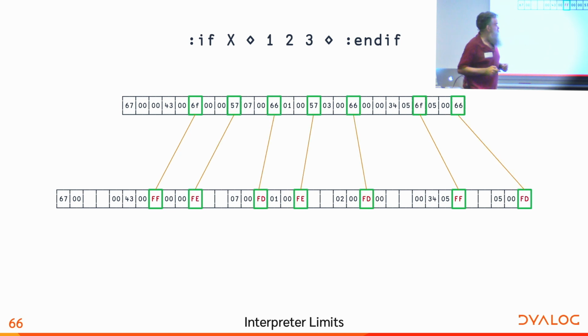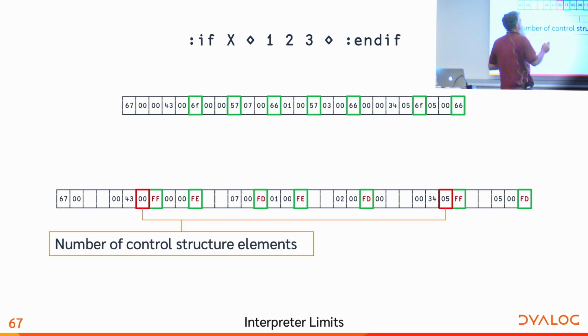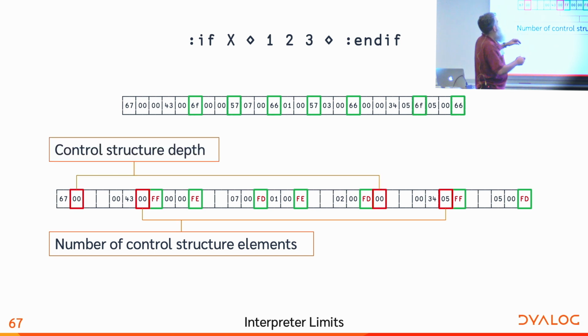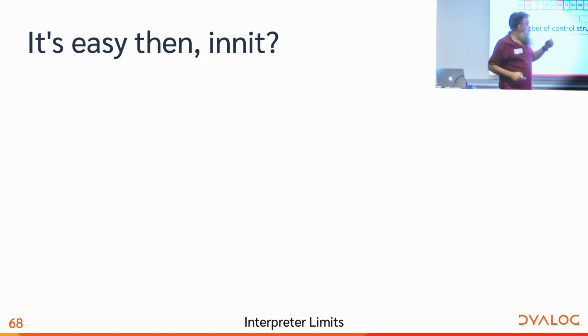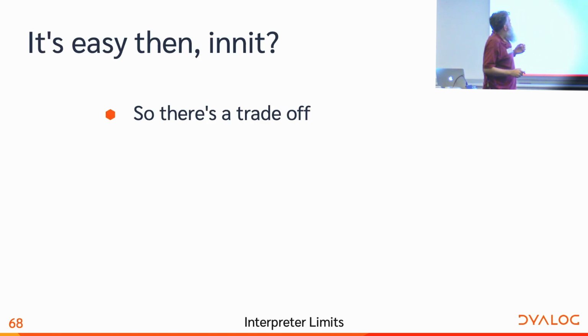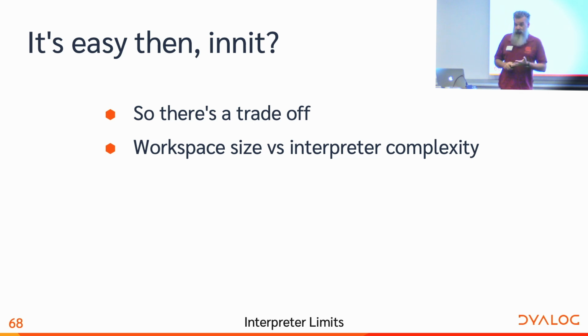So there's a lot of considerations here. It all basically boils down to this: we also might want to increase the number of control structure elements or increase the control structure depth, because currently that also has a limit because it's in a byte. So it's easy. Well, yes, but there's a trade-off. Workspace size versus interpreter complexity. And even that's not simple.